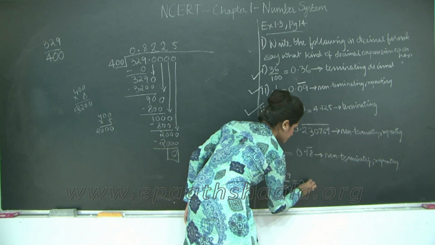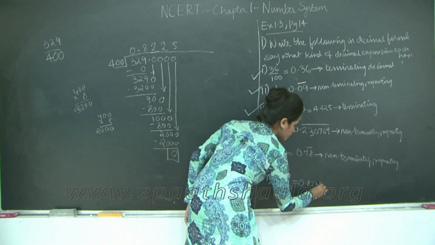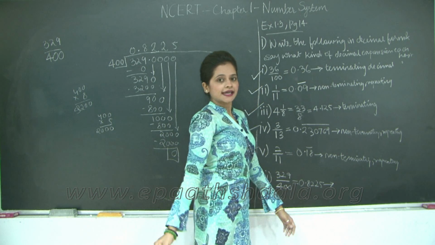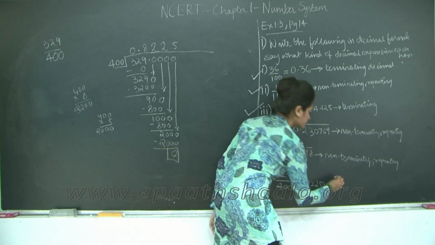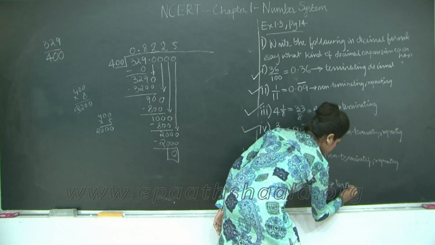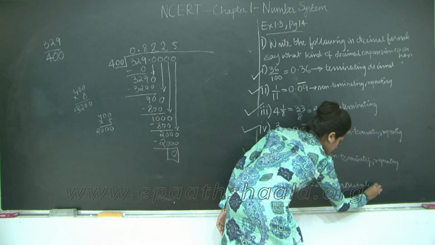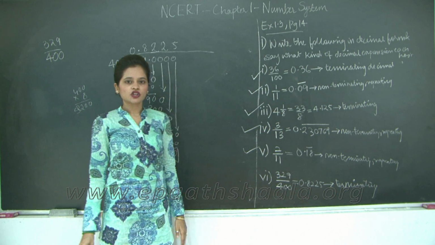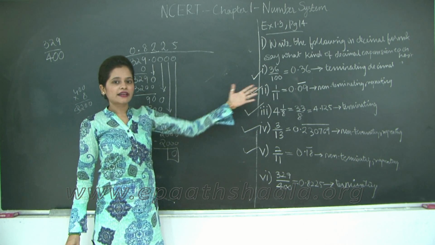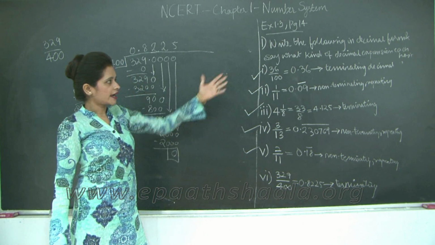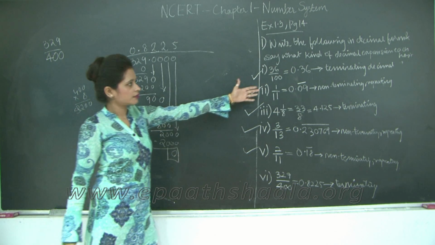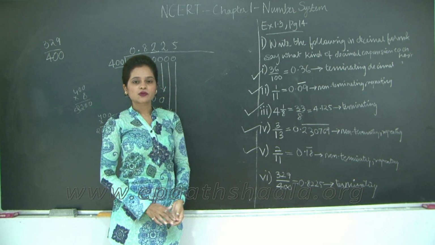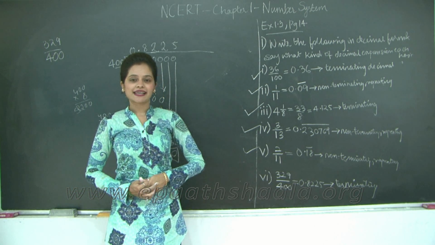0.8225. And what kind of decimal expansion is it? It is a terminating decimal expansion. Please take a look. So you saw how we have expanded various rational numbers and mentioned what kind of decimal expansions they are. So this was about it. We will continue with the rest of the exercise in the next class.